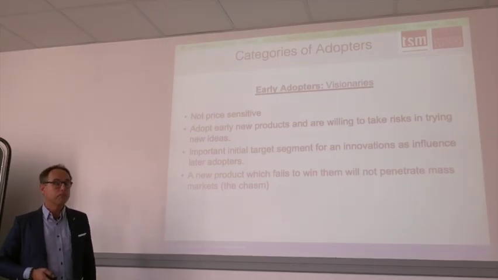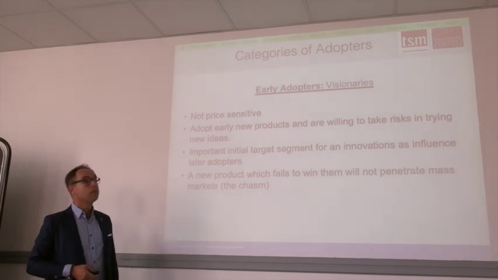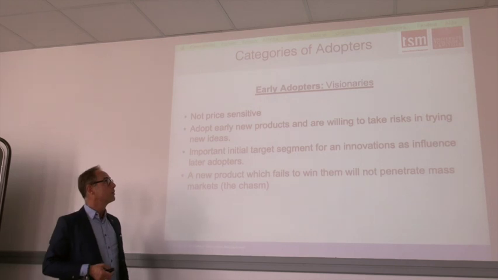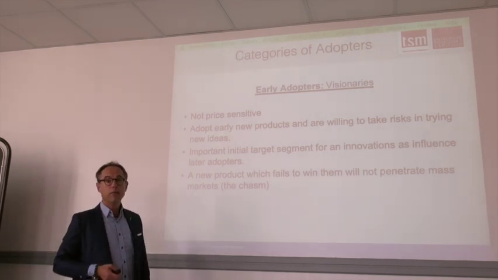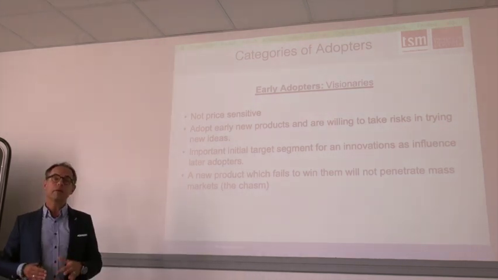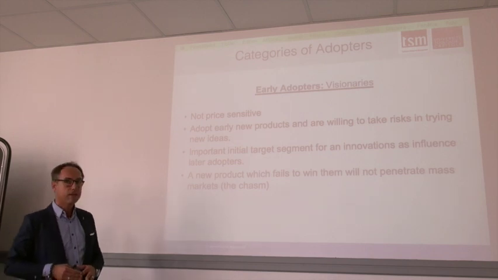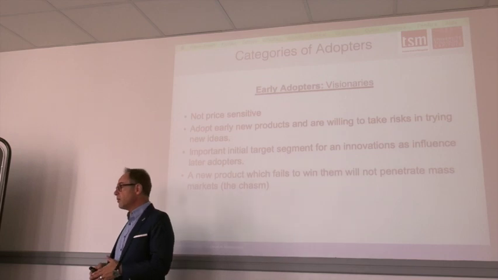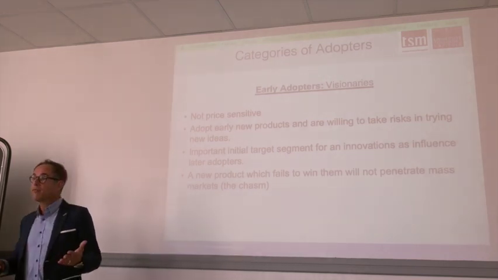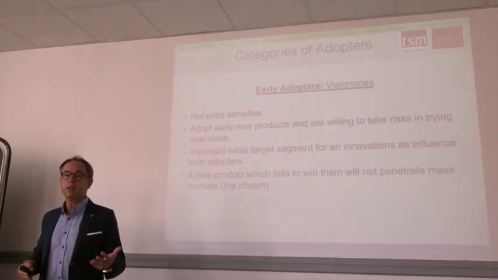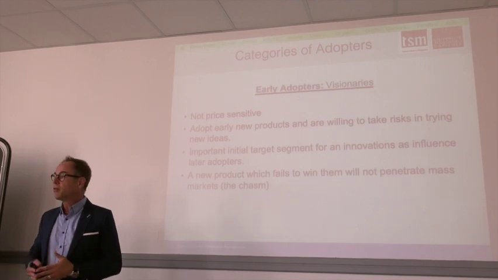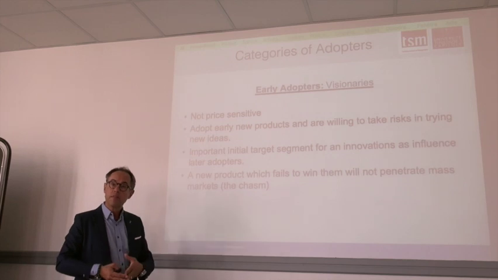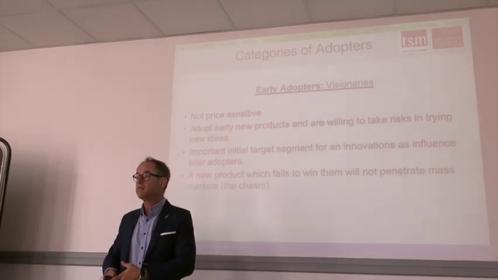Then you have the early adopters, which are visionaries. Again, they're not very price sensitive. And again, they adopt very early products and are also willing to take risks. Specialists in one domain, but not necessarily in all domains. You can find them also in cosmetics. If you take the example of cosmetics, the innovators are the bloggers on the internet, talking about new trends in cosmetics or in fashion. They are experts in the domain, and they are ready to test.